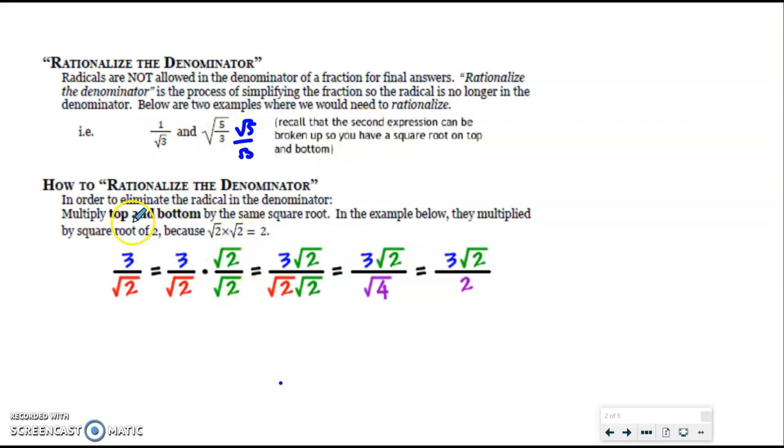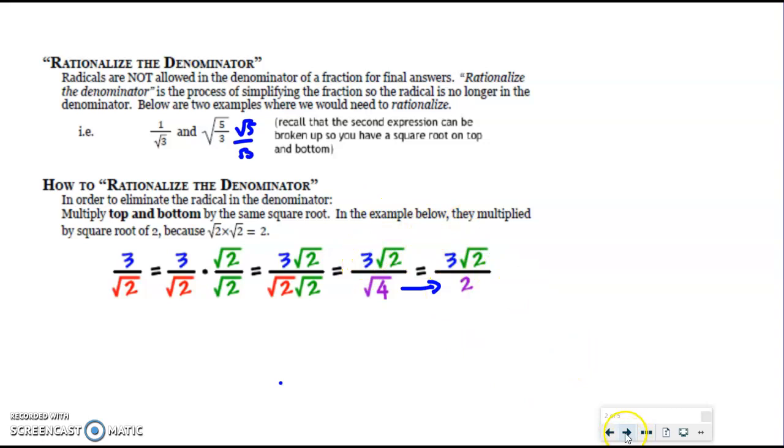So in order to get rid of that, we're going to multiply the top and the bottom by the same square root. Looking at this example, I have the square root of 2 in the denominator, so I'm going to multiply the numerator and the denominator by the square root of 2. The reason that works is that the square root of 2 times the square root of 2 is the square root of 4, which gets me just 2. So it's a rational integer in the denominator, and in the numerator I end up with 3 square root of 2.